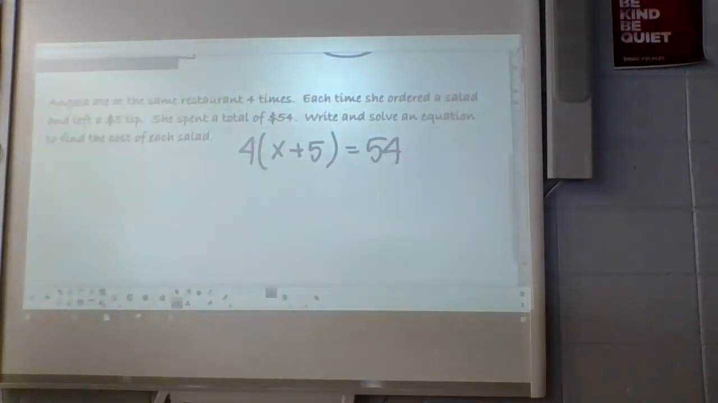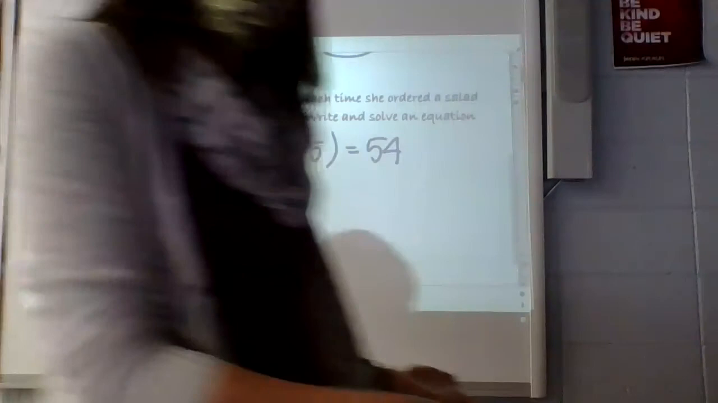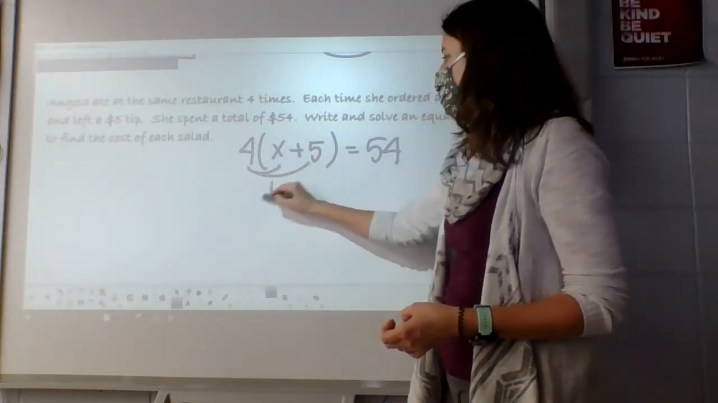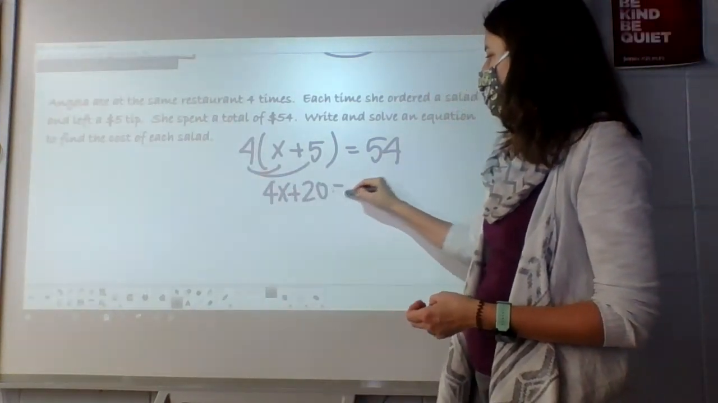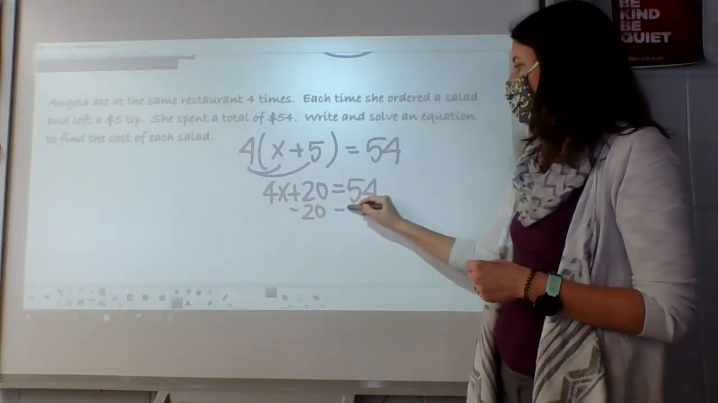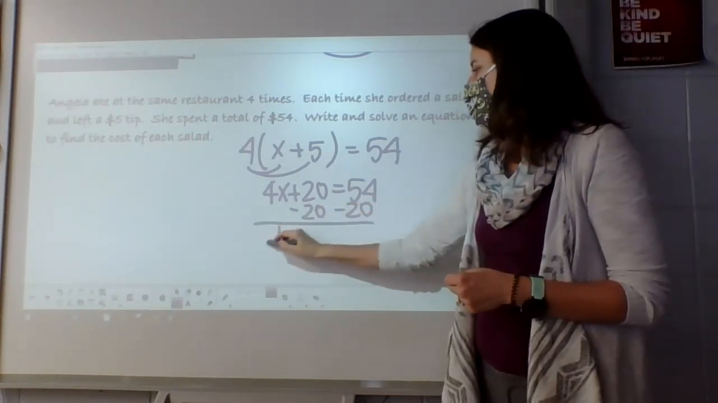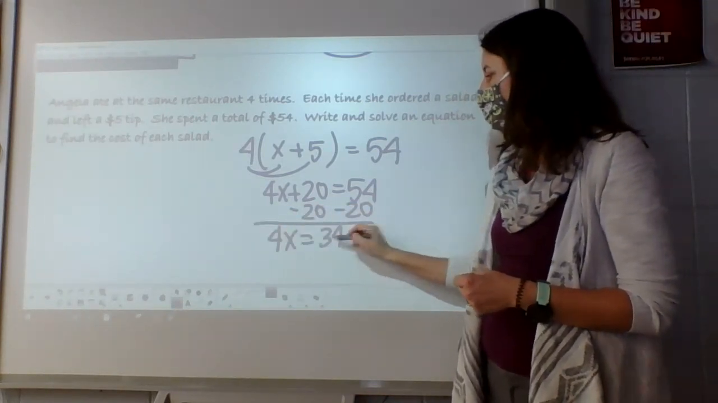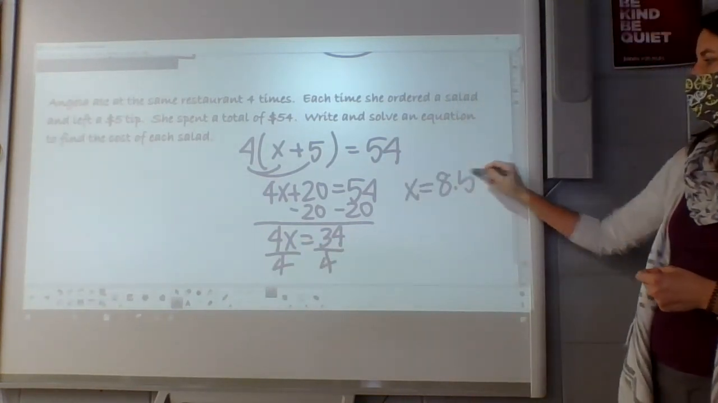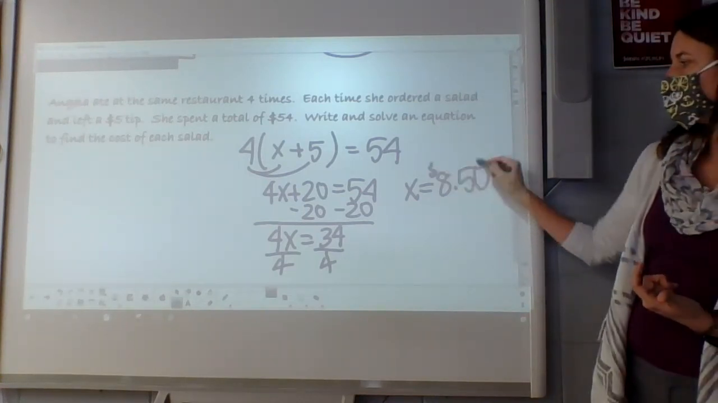Some of you guys might have written it as 4x plus 20 right away, like maybe you figured out the tip that she would have $20 in tip the 4 times. So it's however you guys came up with that. And we have to solve that. So then we're going to move that 20 back over. So we're going to do 4x equals 34. And then I think we found out that the salad was about $8 or is $8.50.